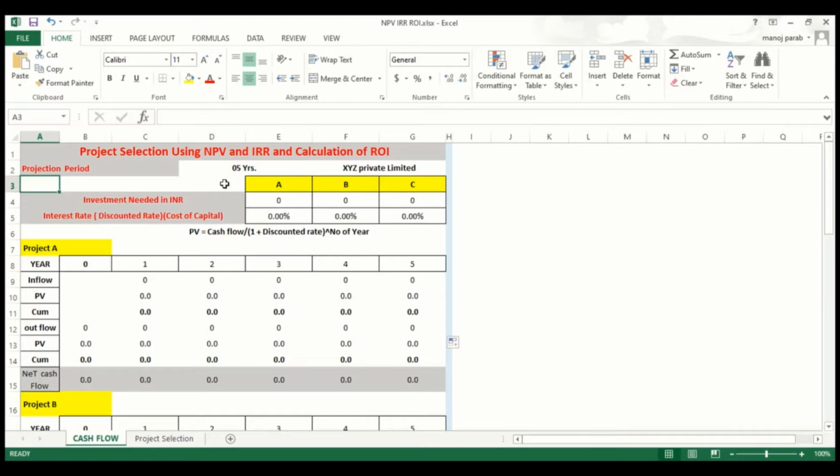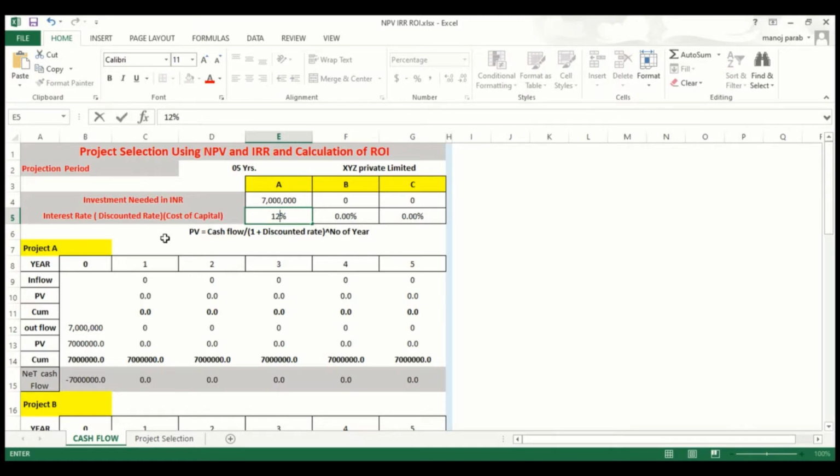So we have taken a project and a projection for 5 years. The initial requirement is investment. We consider project A, whose requirement is 70 lakhs rupees, and the discount rate we have taken as 12%. To calculate present value we require all these parameters.